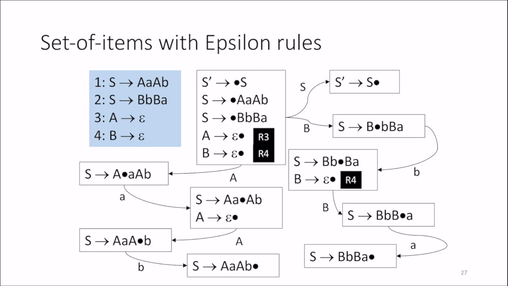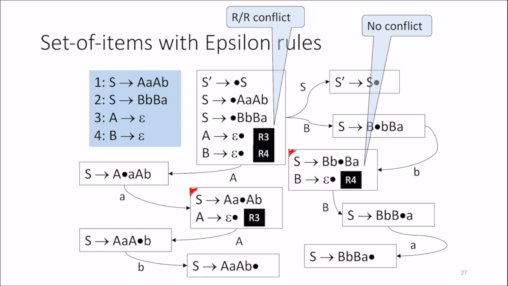In this state over here, I can reduce B goes to epsilon with rule 4, and in this state over here, I can reduce using rule 3. So notice that over here, I have a reduce conflict. Here, there is no conflict. It just reduces and does a transition on this non-terminal B. So it pops 0 symbols on the stack and pushes a new state onto the stack, which is this state over here. That reduce action is also something which doesn't have a conflict.